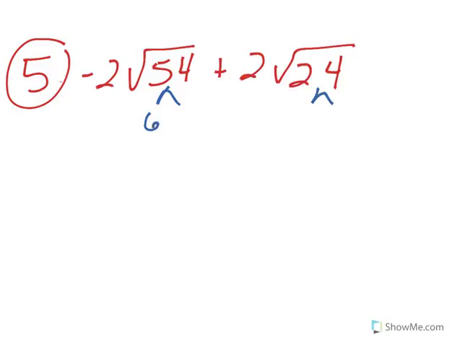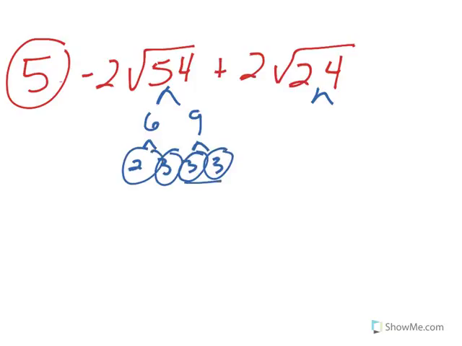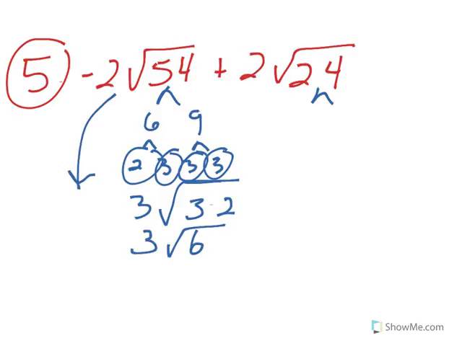And you have 6 and 9, and 2 and 3, and 3 and 3, and you can circle all those. Okay, what comes out is a pair of 3's. What stays in is 3 times 2. 3 times 2 is 6. You already have this 3 on the outside, but then you have the negative 2 on the outside as well, so you're going to multiply those together. So you have negative 6 square roots of 6.